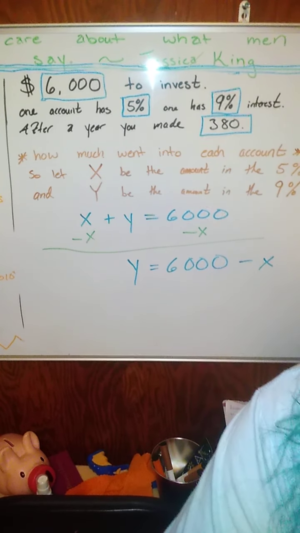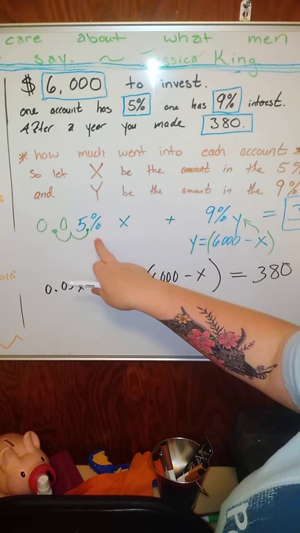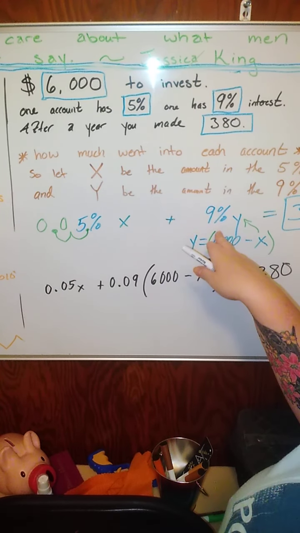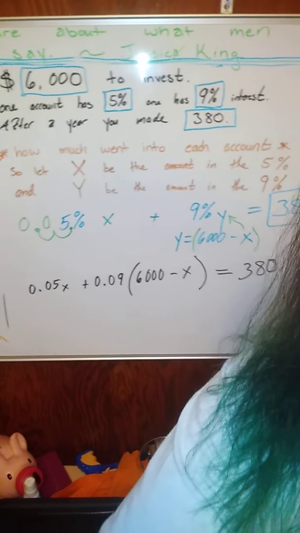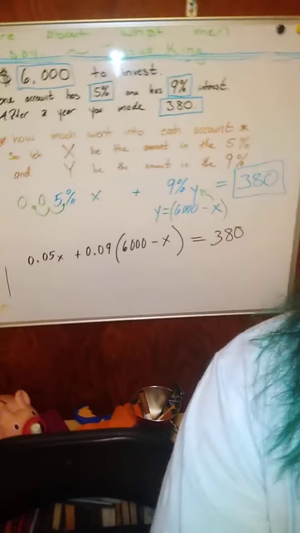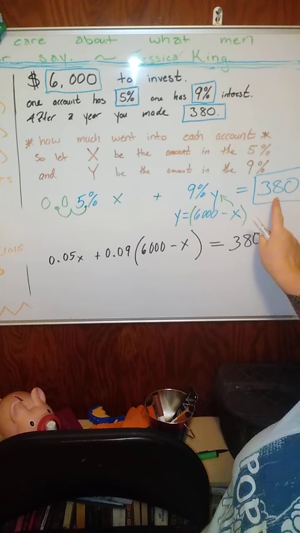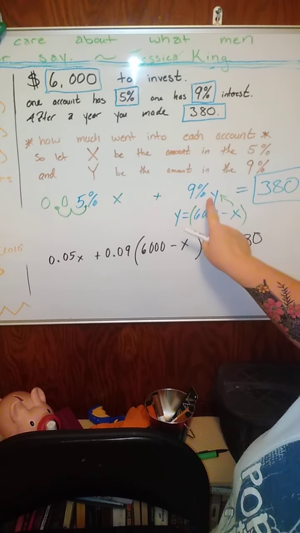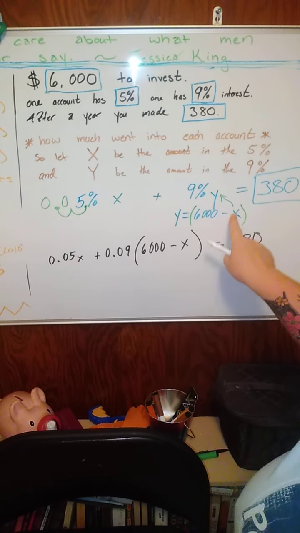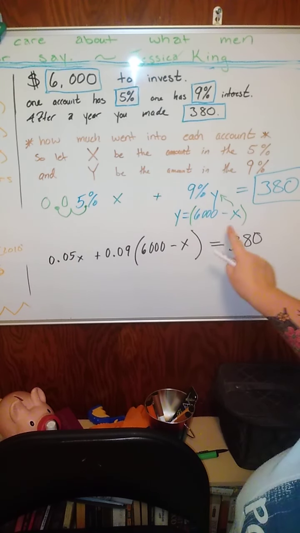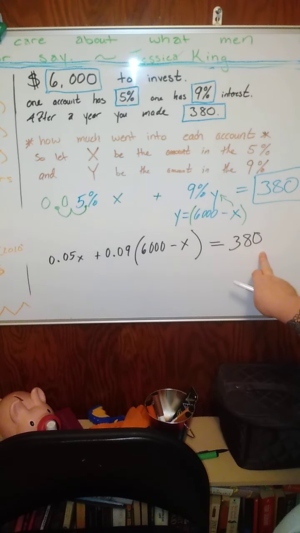Easy peasy first step. All right, for the next part of the equation, you know that the 5% interest and the 9% interest that you earned totaled 380. Can you see that? No, you can't see that. We're backing up. Oh gosh. 5% interest, 9% interest, they total 380. But we know this Y from our last equation: Y is equal to 6,000 minus X. So we're going to replace that Y with this, and that leaves us with this equation right down here.